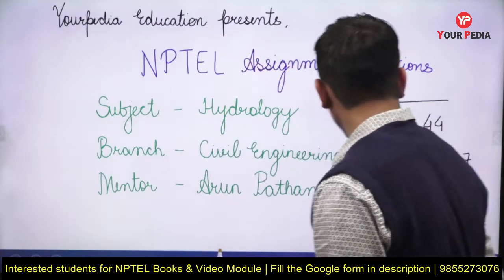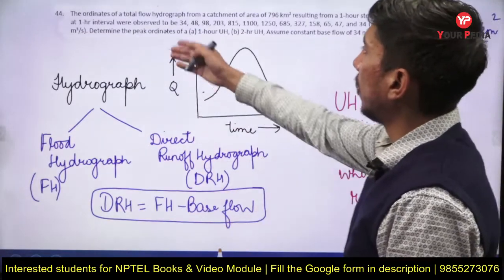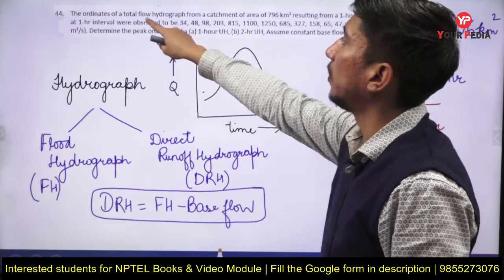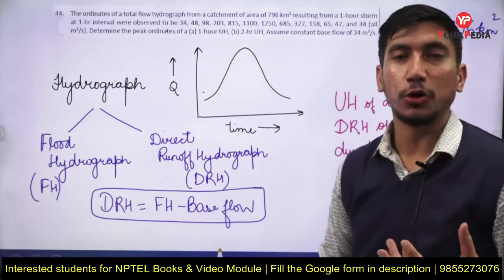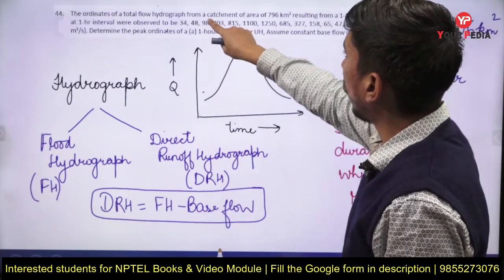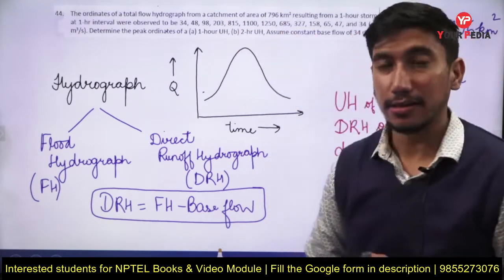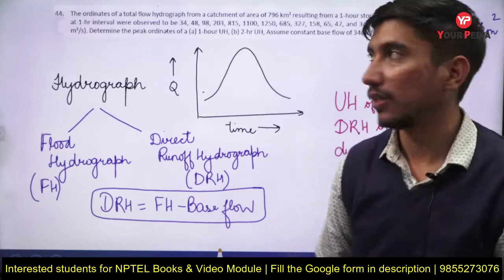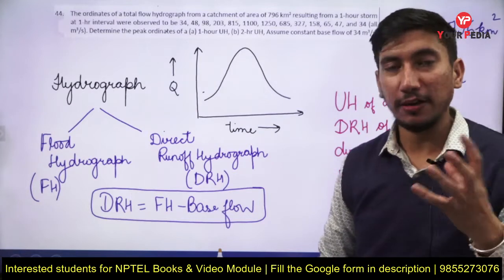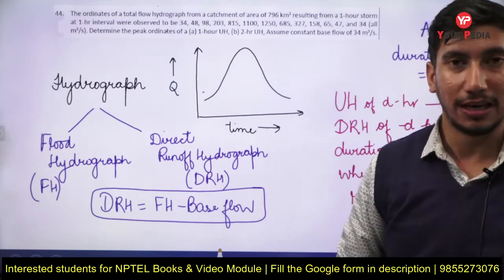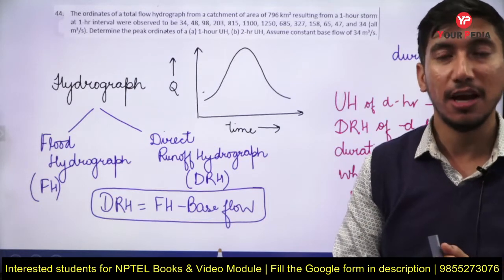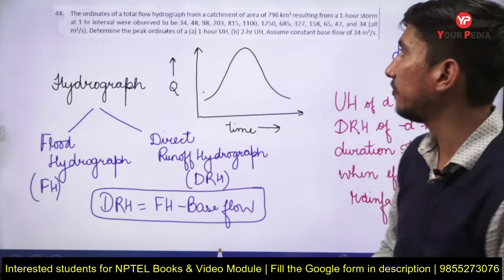So let us just read the question first. We have been given these ordinates. These are the ordinates of a total flow hydrograph, also called a flood hydrograph or storm hydrograph, for a catchment of area 796 kilometers. So the area of the catchment is also given, resulting from a 1 hour storm. So this rainfall was occurring for a duration of 1 hour, and for that a hydrograph has been made. So it will be a 1 hour duration flow hydrograph or flood hydrograph.